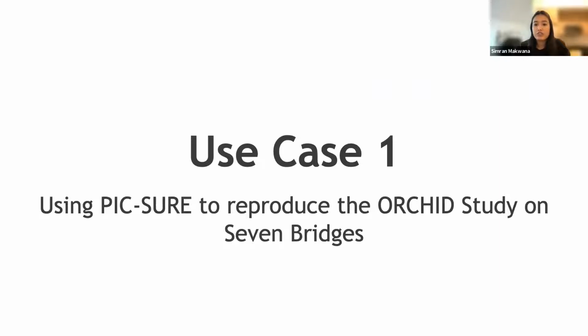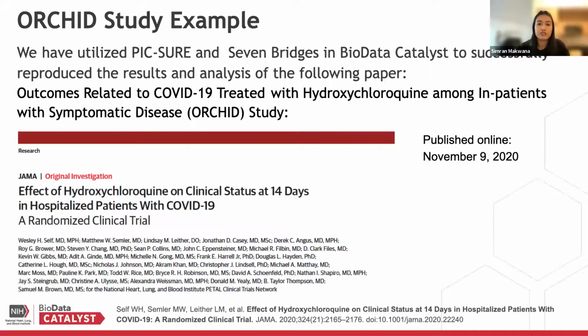So now to walk through some use cases. The first use case I'm going to present highlights the interoperability between PIC-SURE and 7bridges, which was used to reproduce the study using the COVID-19 ORCID data. Some of you might be familiar with this study, which was published in November 2020, titled Effect of Hydroxychloroquine on Clinical Status at 14 Days in Hospitalized Patients with COVID-19, which concluded that hydroxychloroquine was not an effective treatment for COVID-19. We leveraged the interoperability between PIC-SURE and 7bridges in BioData Catalyst to successfully reproduce the results and analysis of this paper. Next slide, please.